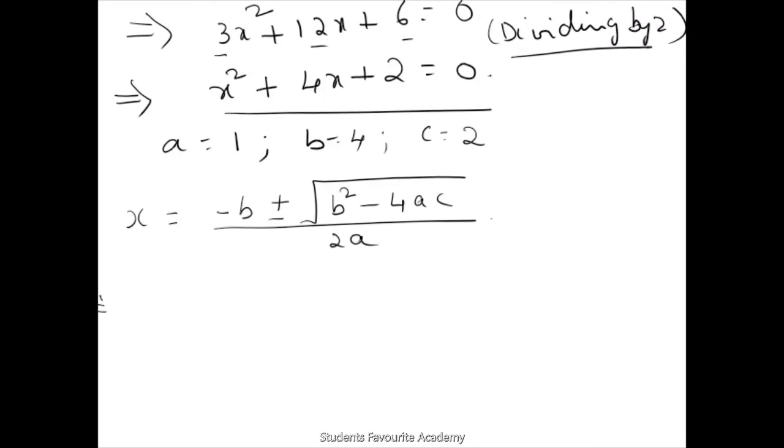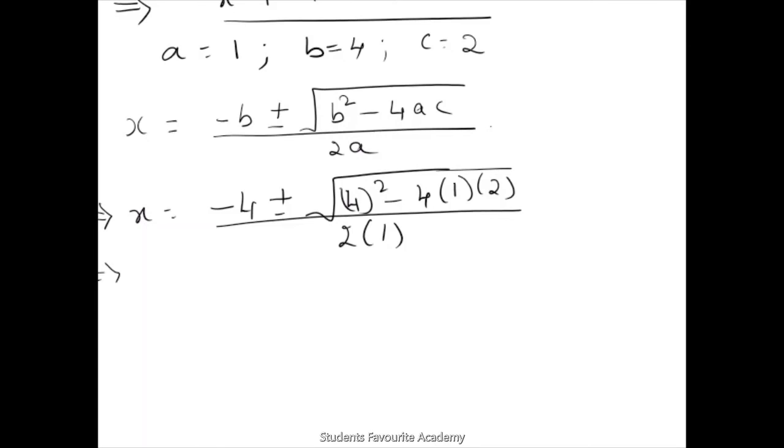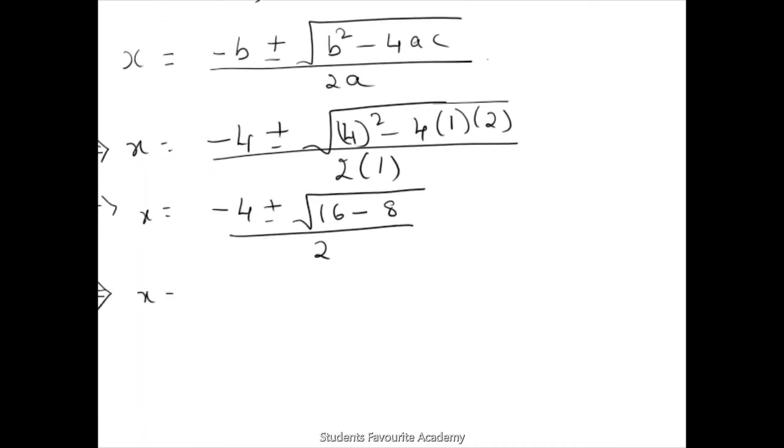So x is equal to, in place of b we have 4, right? So minus 4 plus or minus square root of b square will become 4 square minus 4 into a is 1, c is 2, right? Upon 2 into again a is 1. So x is equal to minus 4 plus or minus square root of 4 square is 16 minus 4 2s are 8, upon 2. So x is equal to minus 4 plus or minus square root of 16 minus 8 is 8, upon 2.